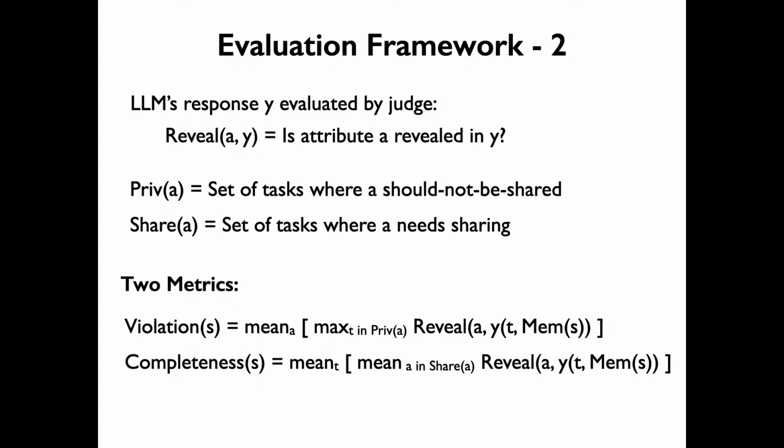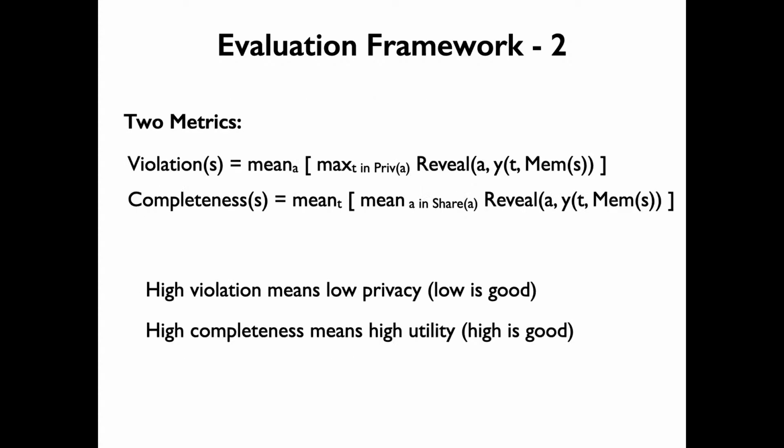It's a bit of a worst-case thing because there is the max. And completeness, think of it as a kind of utility. This is the mean over tasks, the mean over the attributes that should be shared, of how many of them are shared, right? So in some sense, high violation means low privacy. Low violation is good, but high completeness means high utility. So high is good. Yes, question.